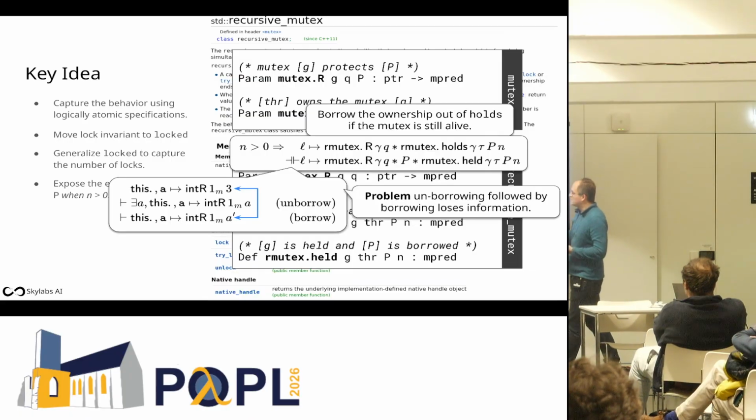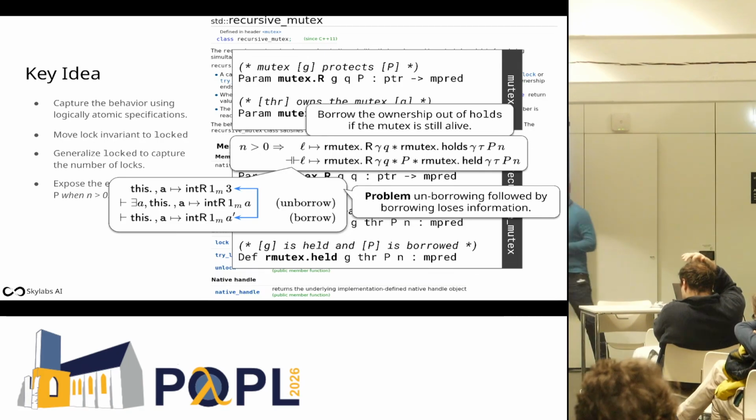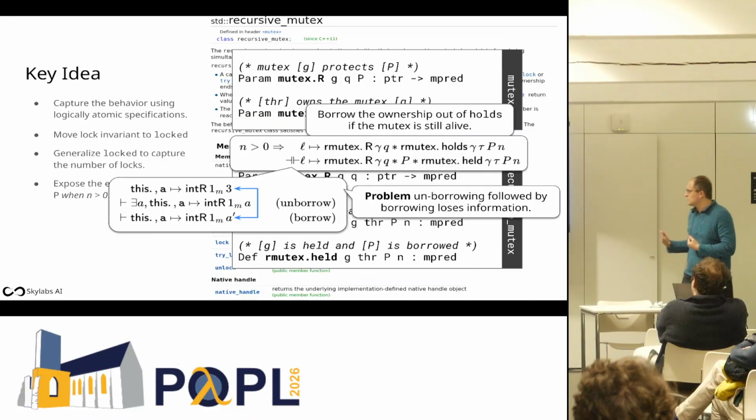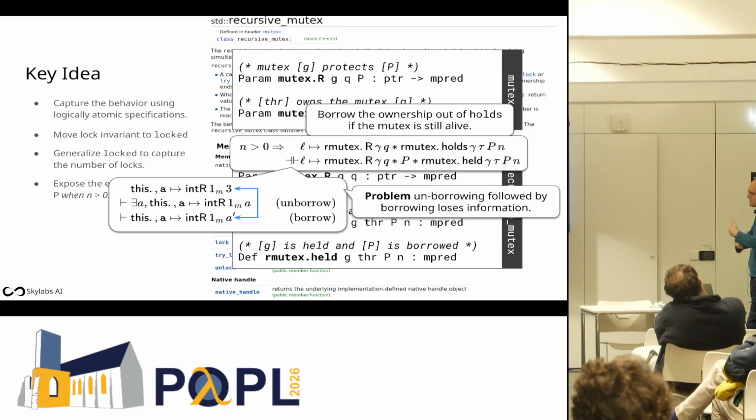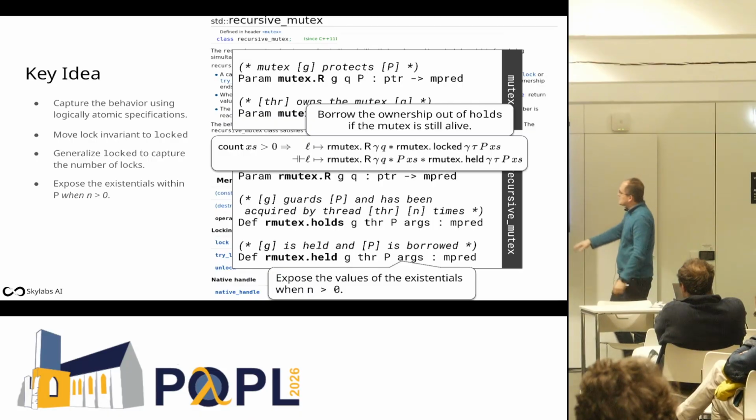That would normally require me to unborrow, but then I would lose the information that I had. So we have to fix this. We have to make it so that borrowing and unborrowing is kind of information preserving. And the way we capture this is to extend this n.